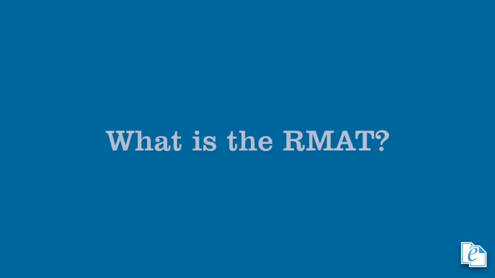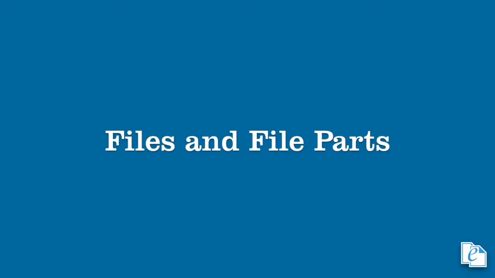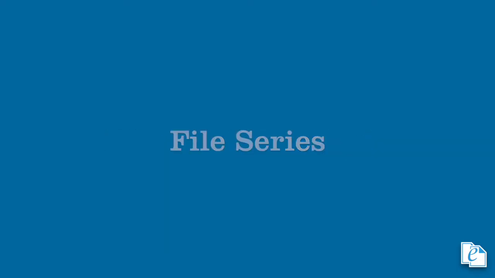Let's take a look at what we're going to cover. First, we'll look at what the RM admin tool is and get acquainted with its interface, as well as learn about what file plans are and what they do. Next, we'll go over terms, including their creation, modification, and deletion. Then we'll get into files and file parts, including their creation, maintenance, and more details into what role they play in the file plan. And finally, we'll take a look at file series and how they work.